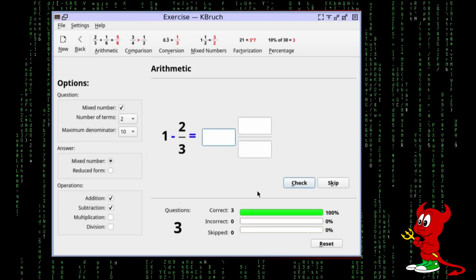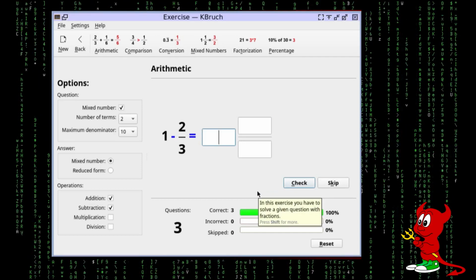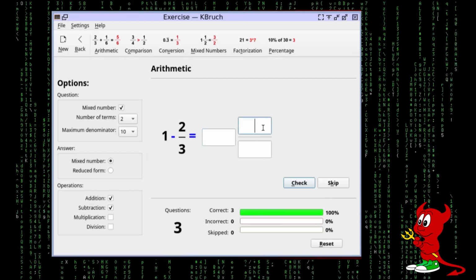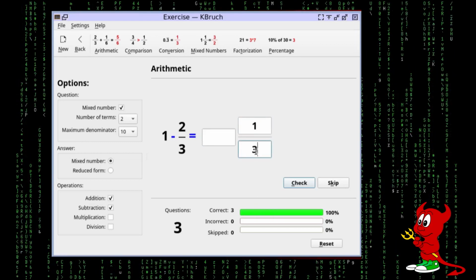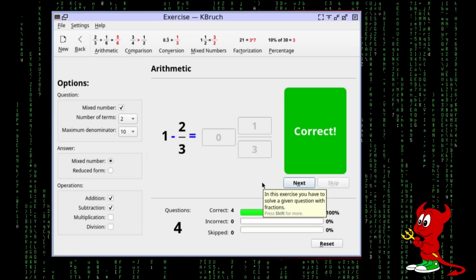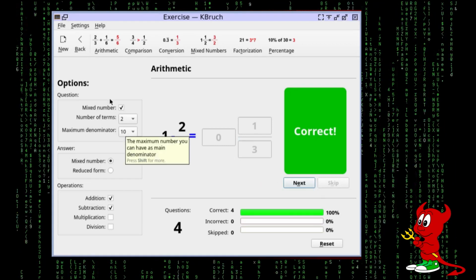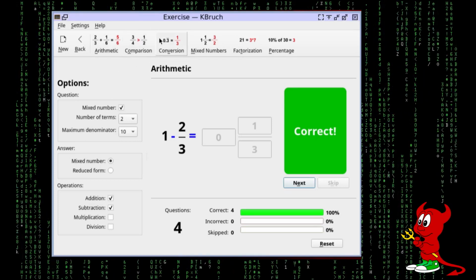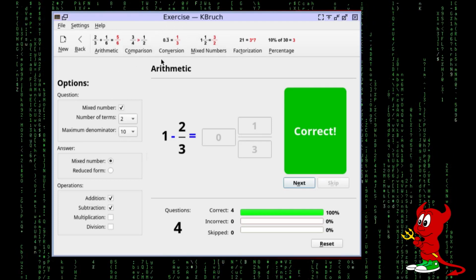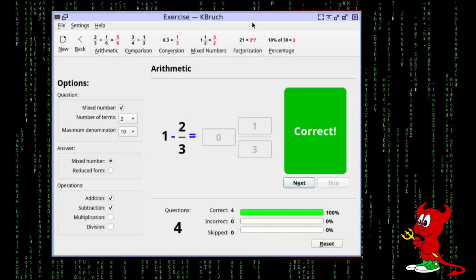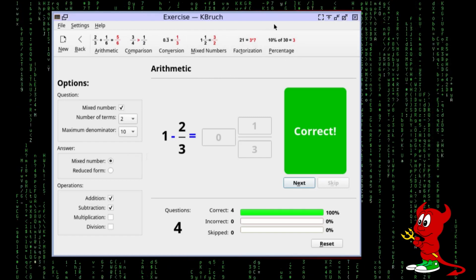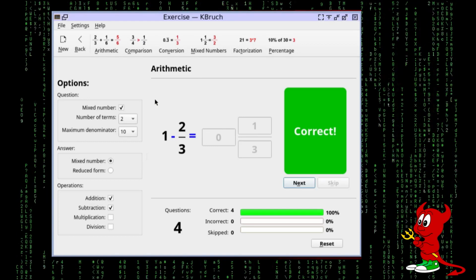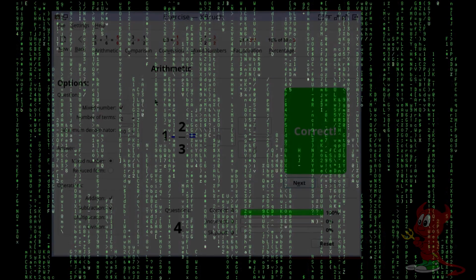And finally, let's play one more. 1 minus 2/3 should be 1/3. Hooray! Looks like I'm doing great. You can do arithmetic computations, you can compare fractions, you can do some conversion, some mixed numbers, factorization, or some percentage calculations. This software is great for kids up to the 9th grade.